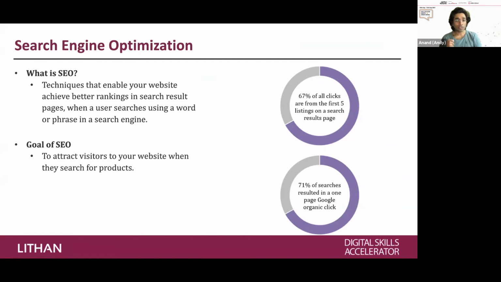But it is really, really good because, as you can see from the stat at the top right, 67% of all clicks are from the first 5 listings. So if you, as a business owner or as a website owner, if your website shows up in the top, imagine if you're the first, second, or even the third, you can get a lot of traffic for free. Why do I say for free? Because unlike pay-per-click advertising, you don't have to pay to show up, right? In the case of ads, you have to pay, which is pay-per-click advertising. But with SEO, you don't have to pay, so you're at the top.